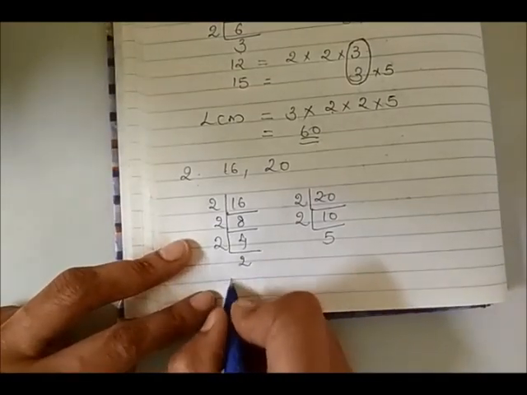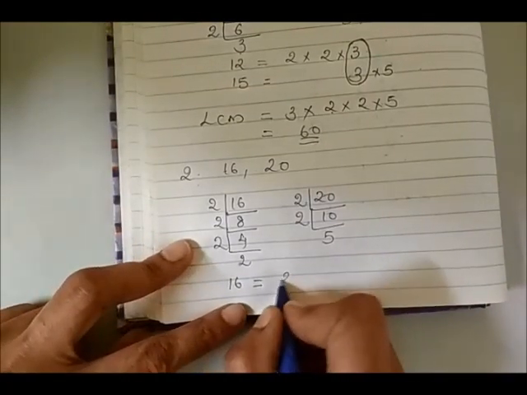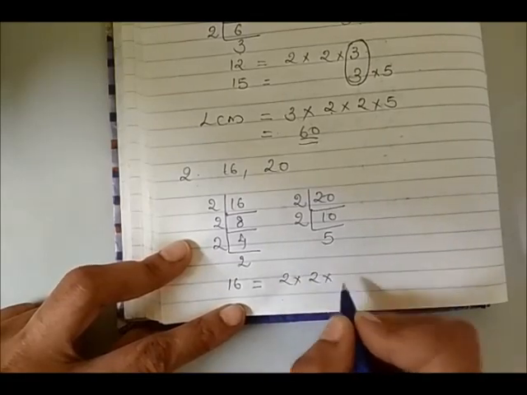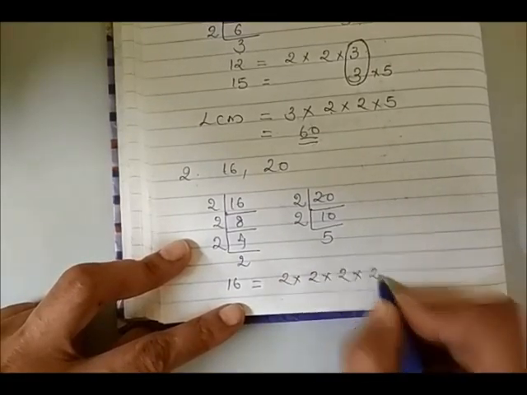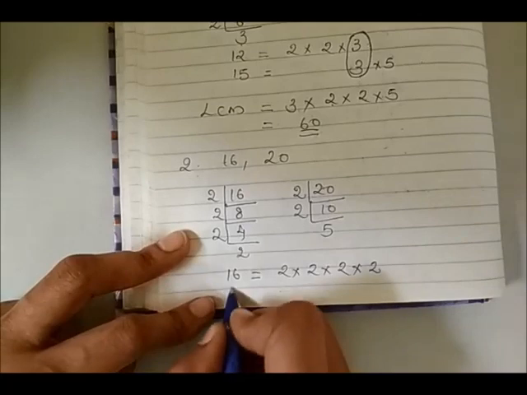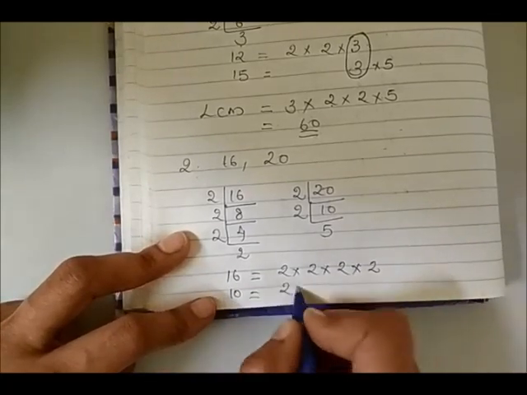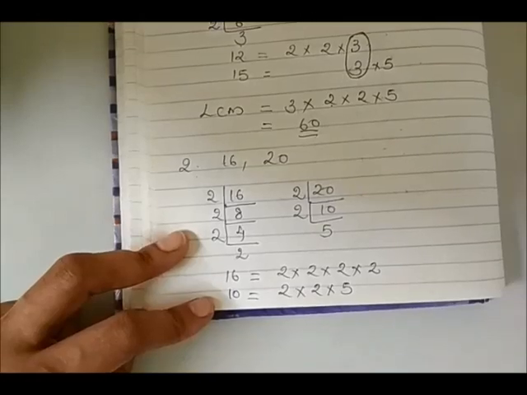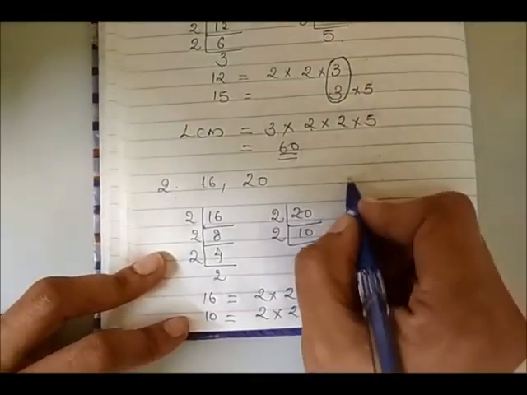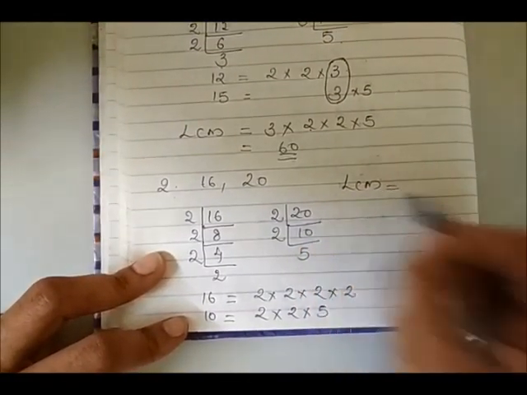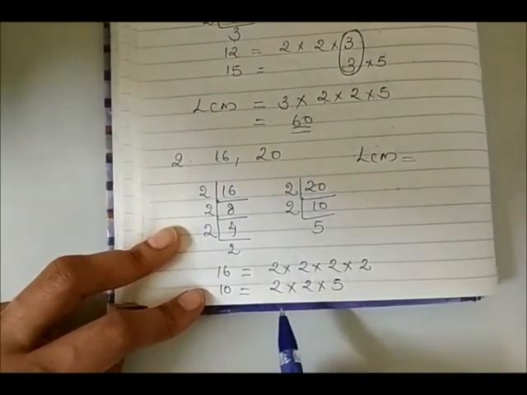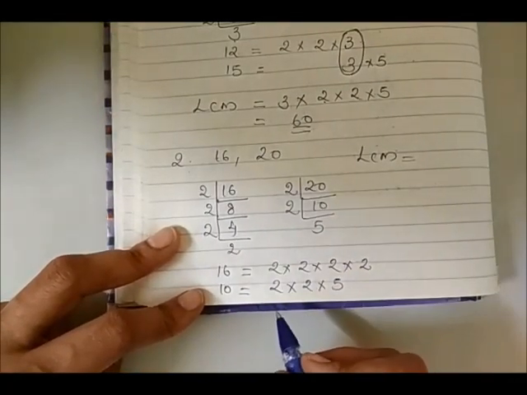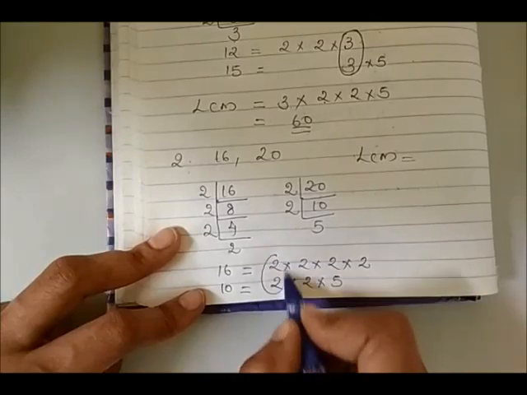So you write like this: 16 is equal to 2 into 2 into 2 into 2. Four 2's are there, and 20 is equal to 2 into 2 into 5. So what will be the LCM? I am showing here. LCM is equal to, first you see whether any prime numbers are repeating, that is 2 is repeating here.